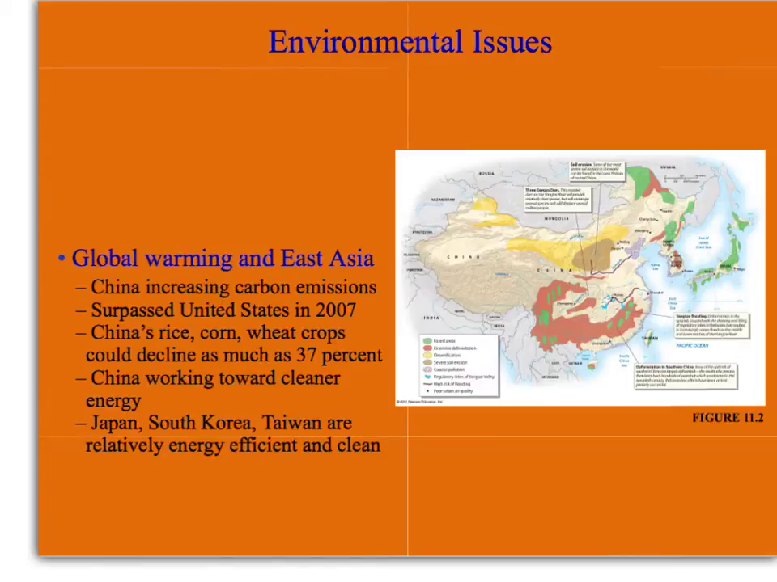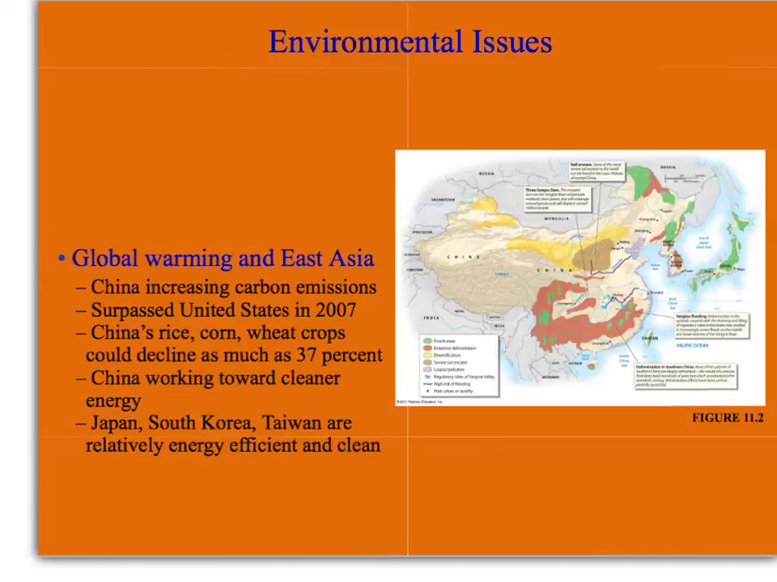They did surpass the United States in carbon emissions in 2007. As far as rice, corn, and wheat crops are concerned, there is an element of concern that they will decline as much as 37%, most likely from the effects of global warming or acid rainfall. They are working supposedly toward a cleaner energy, and they certainly have been pushed to do so by the international community. The technology is there, they just have to be willing to put it into their factories.